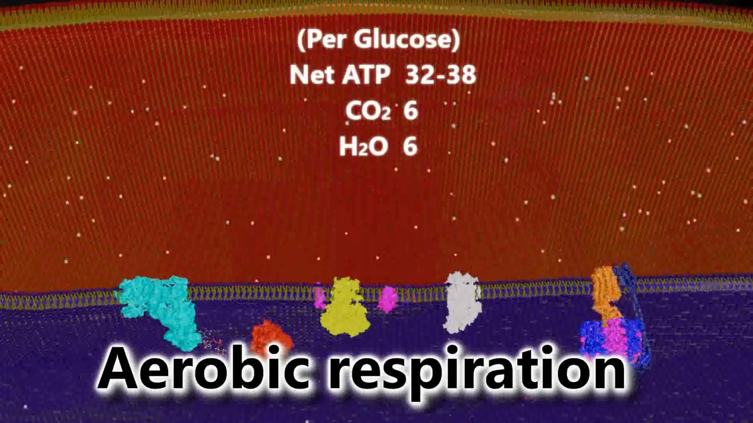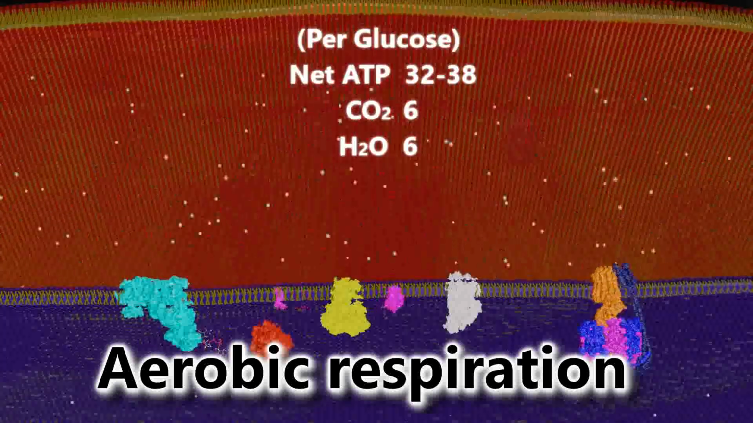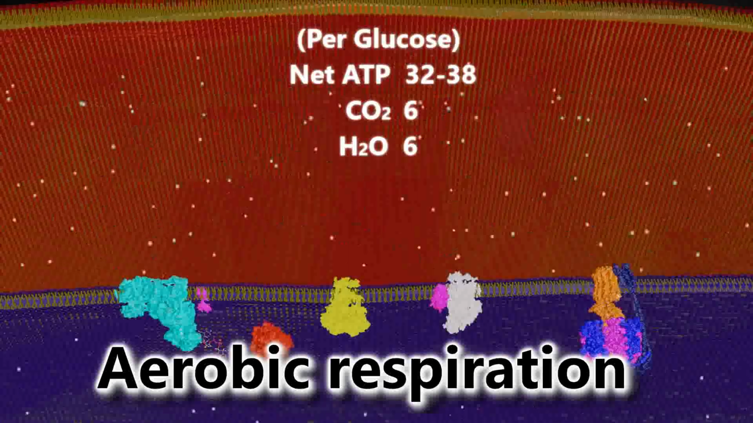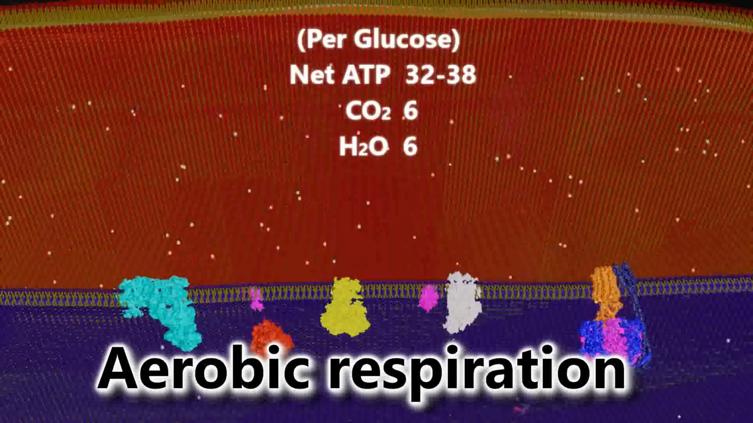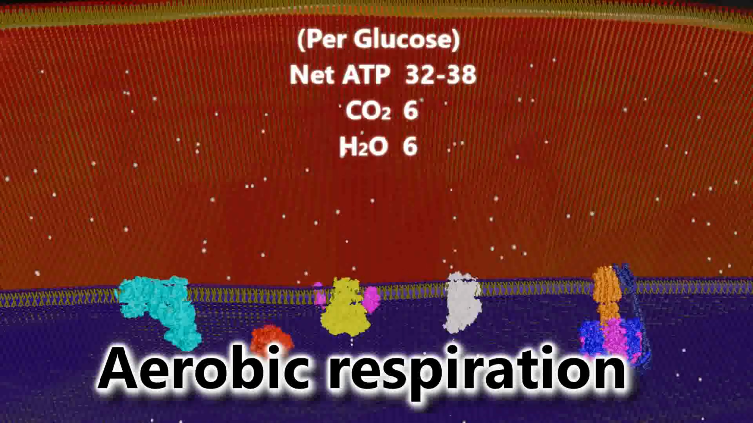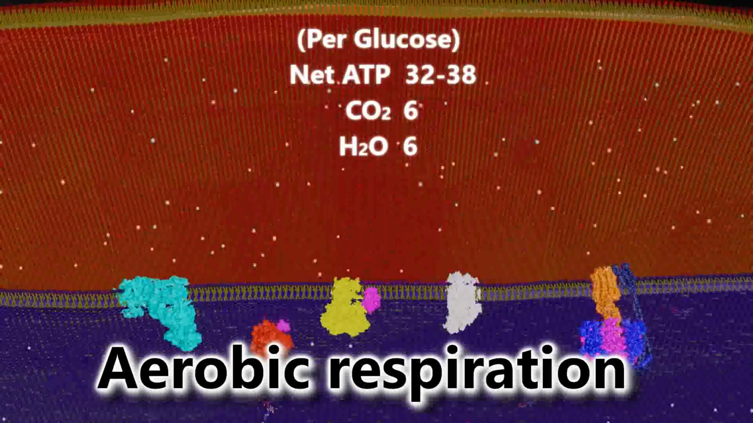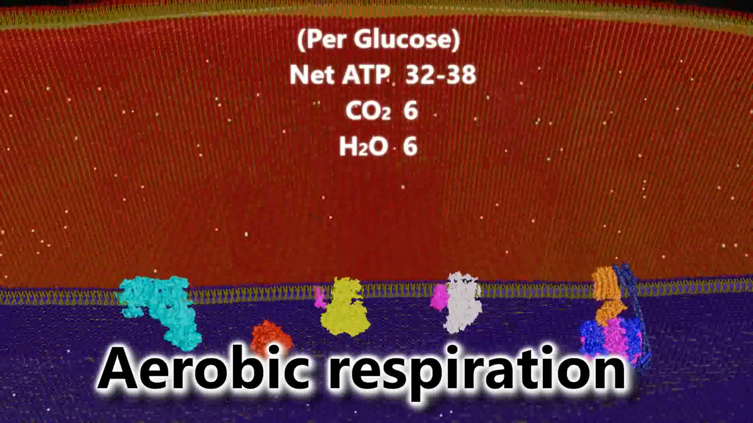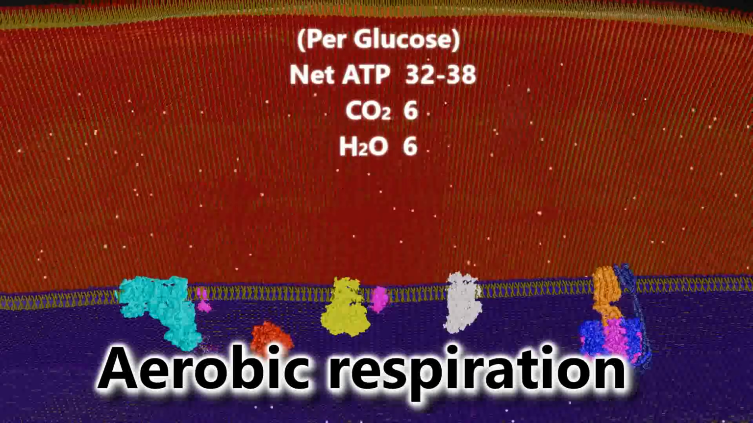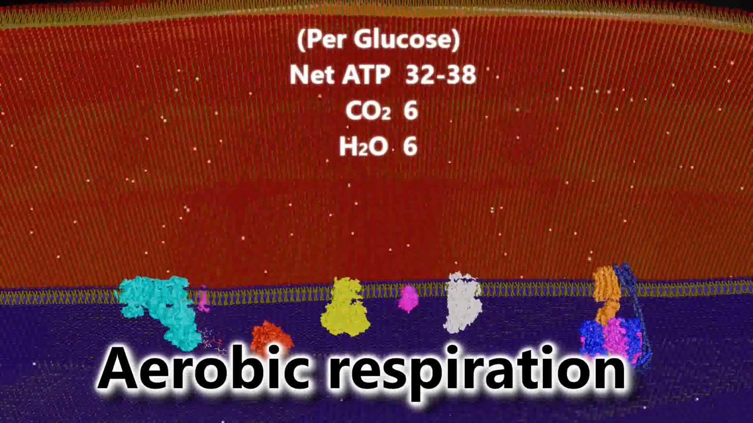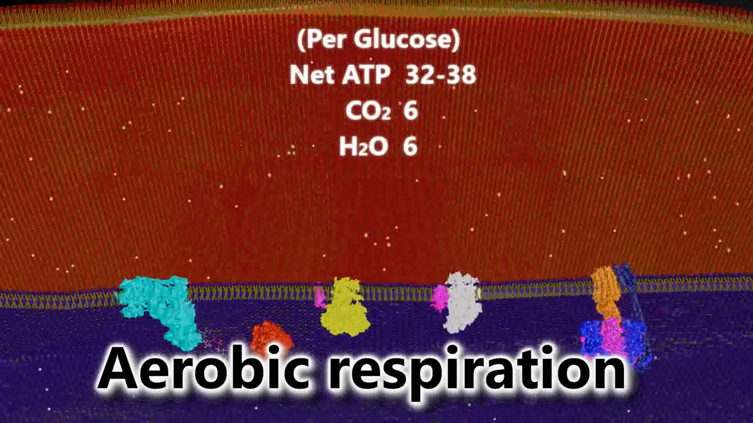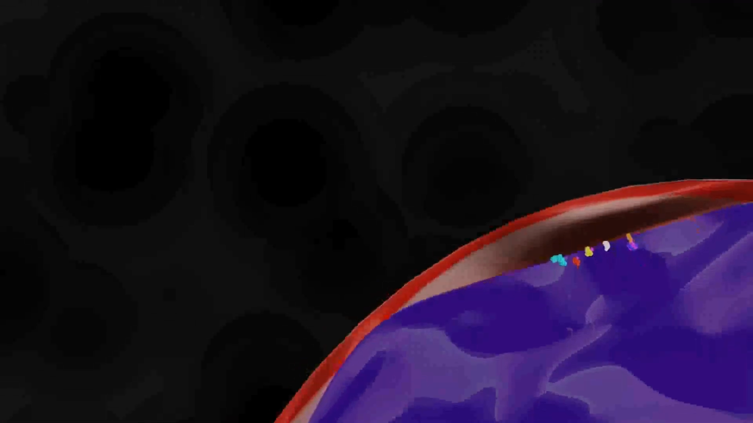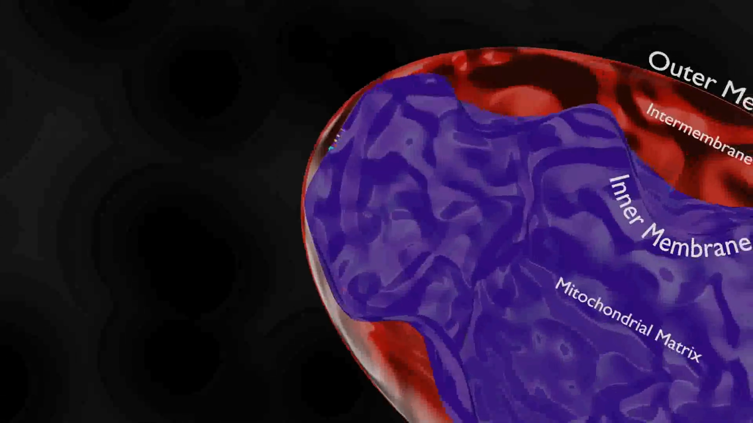So for all of aerobic respiration, our net output per glucose is anywhere from 32 to 38 ATP, depending on your textbook. 6 CO2 molecules, which for mammals and those with lungs, we're going to be breathing that CO2 out. And 6 H2O, which our cells usually utilize and we keep. But again, it is mostly a waste product. So that does it for the electron transport chain.